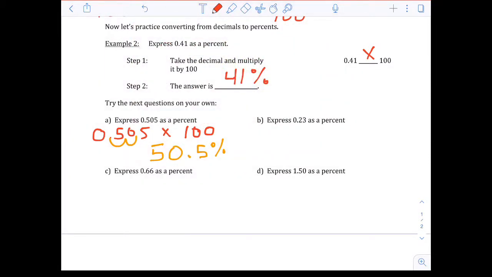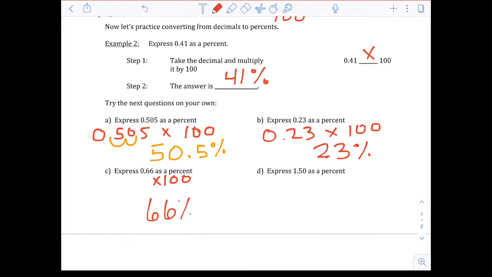If we have 0.23, 0.23 times 100 is 23%. Some of these you don't even need the calculator for. If you're multiplying, the decimal moves to the right. If you're dividing, the decimal moves to the left. So here we're multiplying by 100. 66%. And finally, 1.50 as a percent.